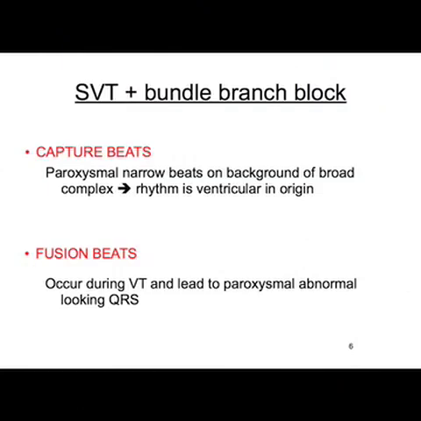For those that are interested, the way to tell the difference is to look for capture beats or fusion beats. Capture beats are paroxysmally occurring narrow complex beats on a background of broad complex beats. These indicate lack of disease within the conduction system and thus that the rhythm is ventricular in origin. Fusion beats, on the other hand, are basically the same as capture beats but have occurred during a ventricular tachycardia QRS complex, thus creating a paroxysmal, abnormal-looking QRS complex on the ECG.